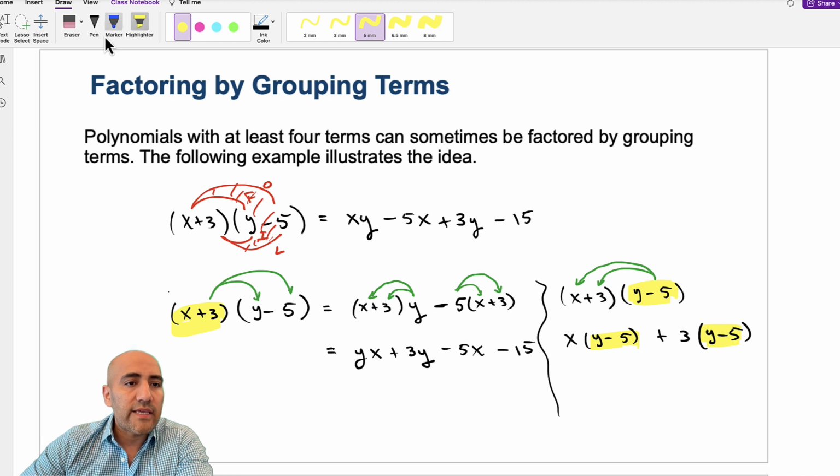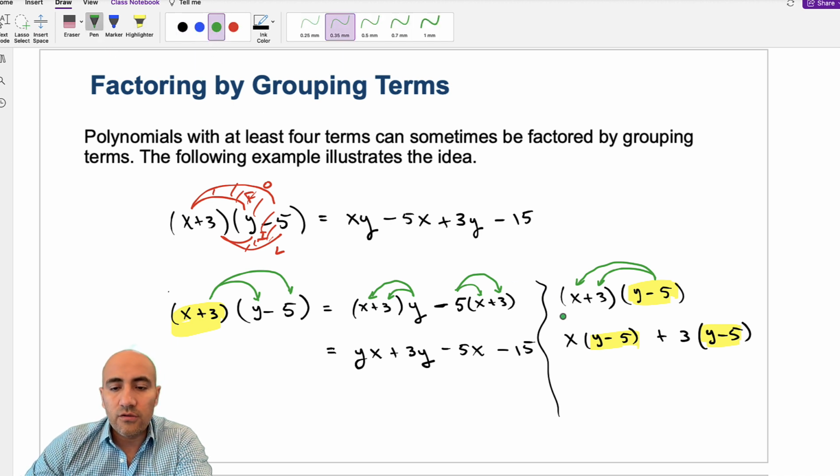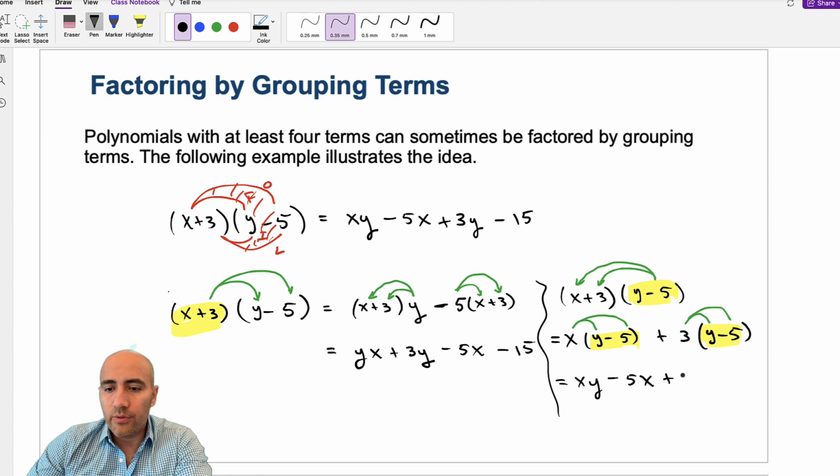And then once again, we use distribution to distribute the x and then to distribute this 3. Good. So we end up again with xy minus 5x plus 3y minus 15. Same answer as before. Okay, so all of this was multiplication.